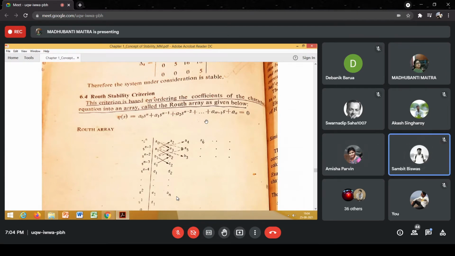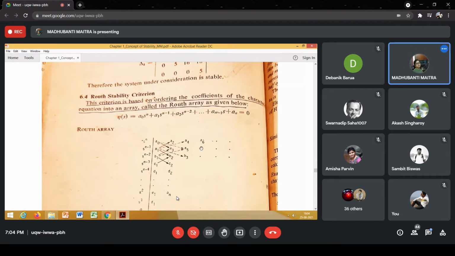Yes, ma'am. So look at this particular row. If it's a fifth order system, then A0, A2, A4, A6. But in the next row, the terms will be A1, A3, A5, and the next term should be A7. But for a fifth order system, there is no coefficient which is A7, right? So A7 is missing. Why? Because it's a fifth order system. Hence, in place of A7, we'll put 0. So for the missing coefficients, we'll put a 0 in the Routh table.